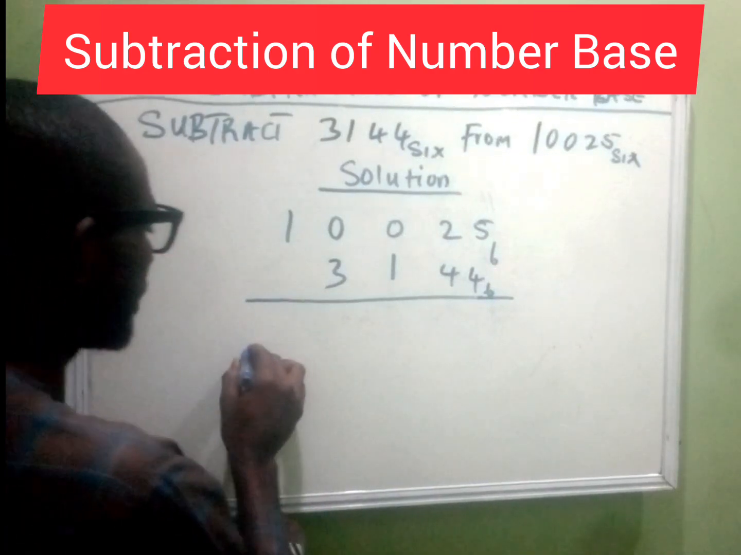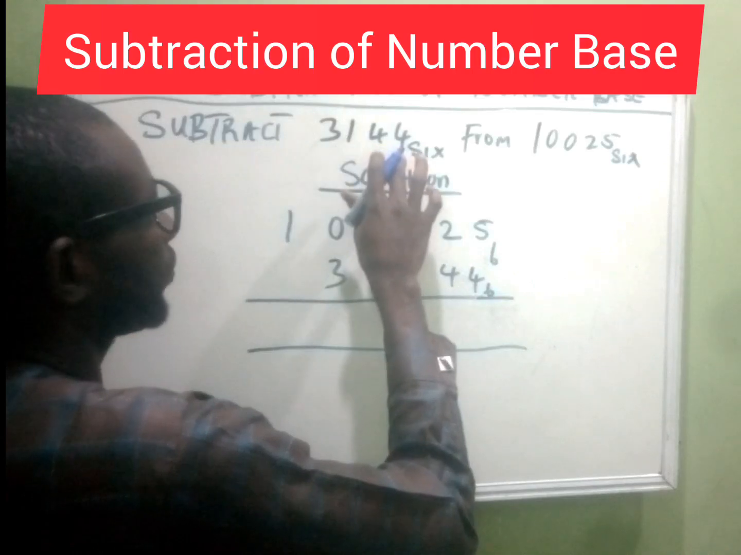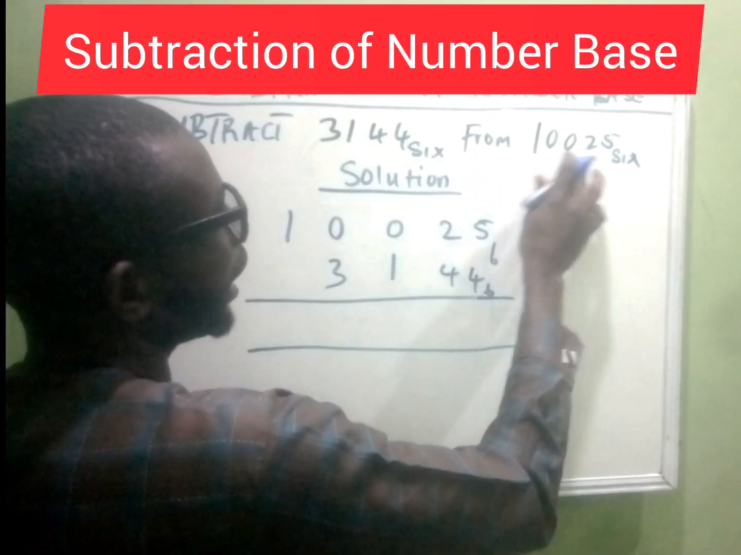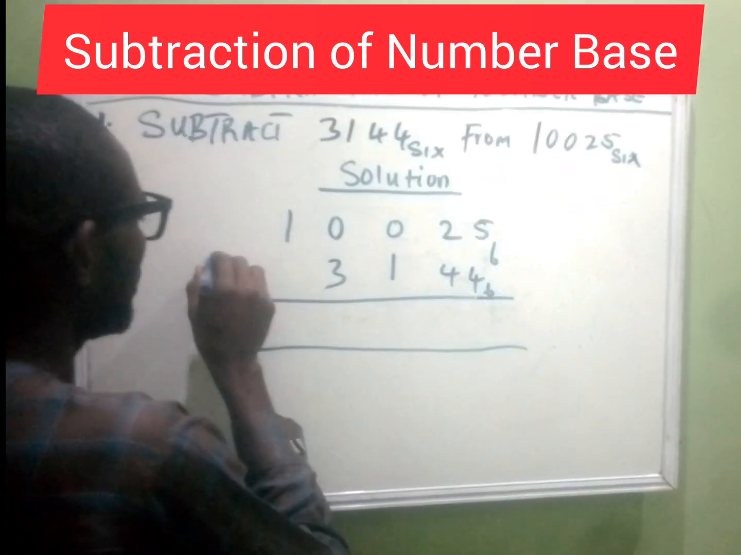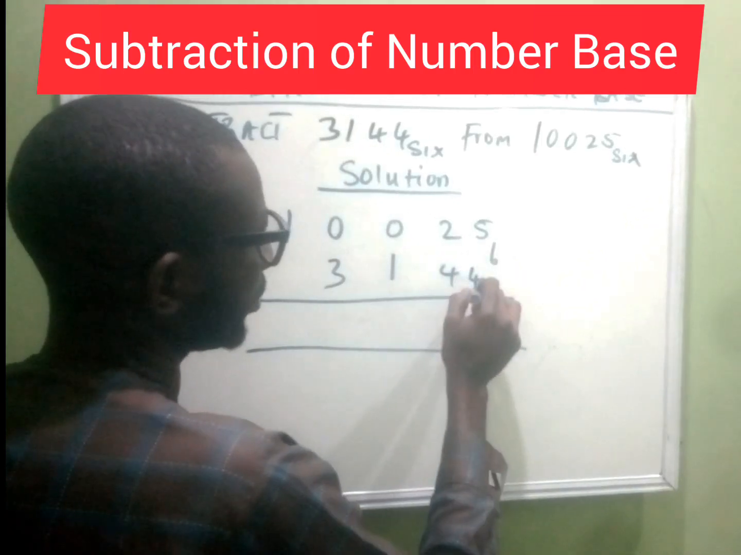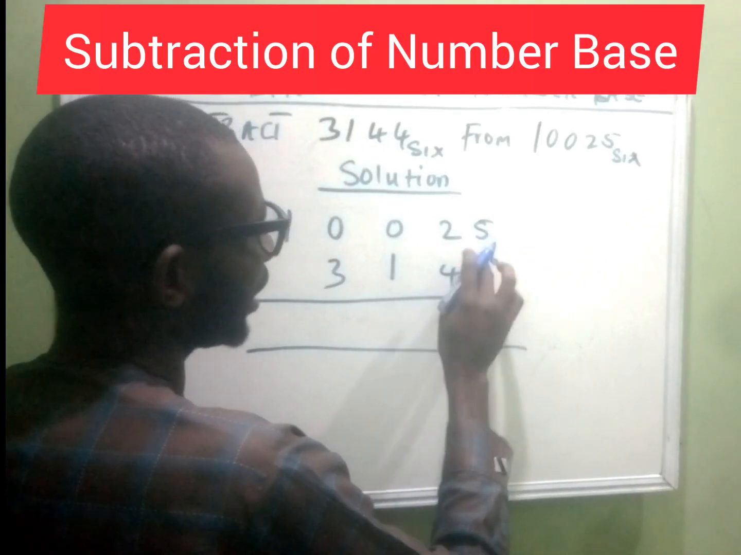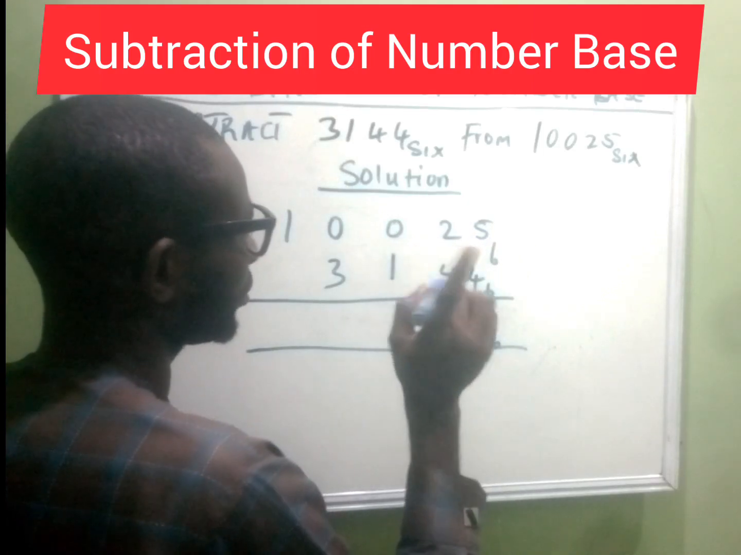Now we are going to look at another example regarding subtract 3,144 in base 6 from 10,025 in base 6. So look at what we are going to do. 5 minus 4 is 1. Why? Because the 5 and 4, this one is okay. But 2 minus 4, it cannot do.